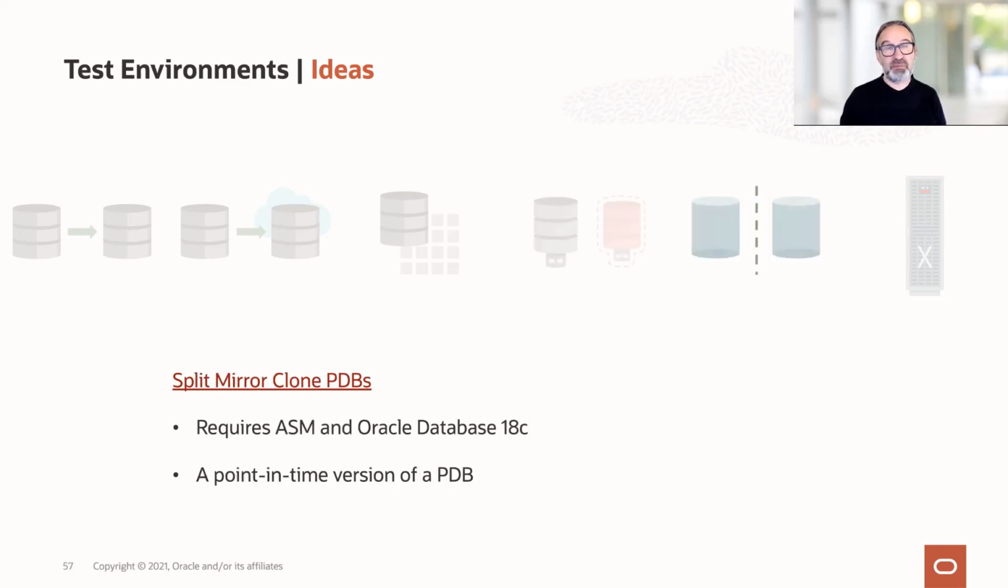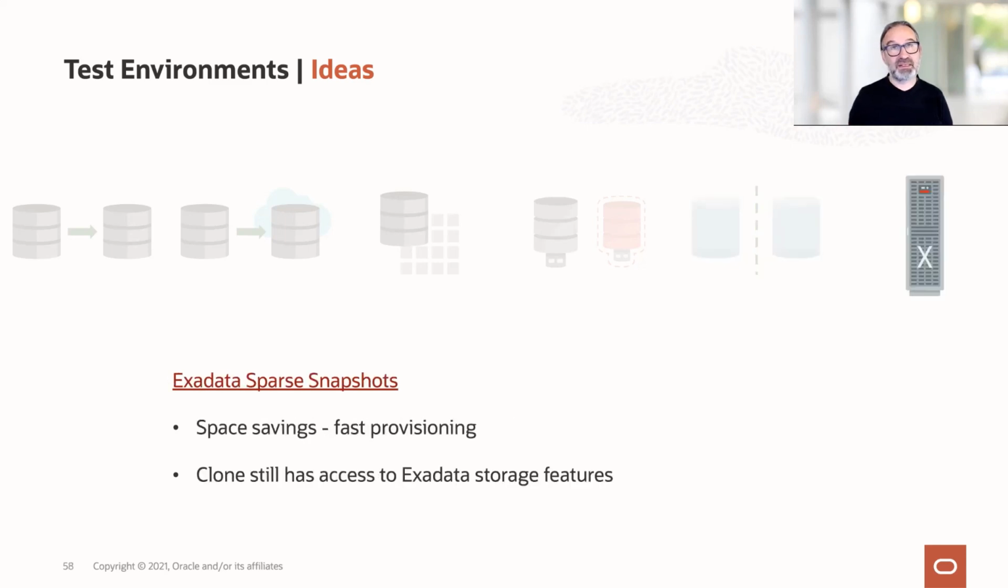Then we have split mirror CloneDBs. This requires ASM and at least 18c, and it will be generating a point-in-time version of a PDB. And finally, on Exadata, sparse snapshots. Here you can save a lot of space, actually, fast provision, and it supports most of the storage features as well.